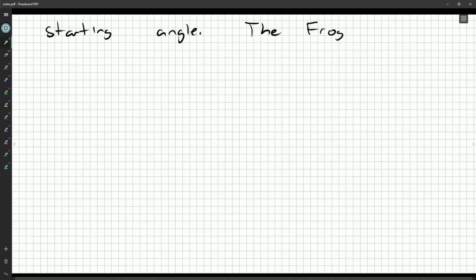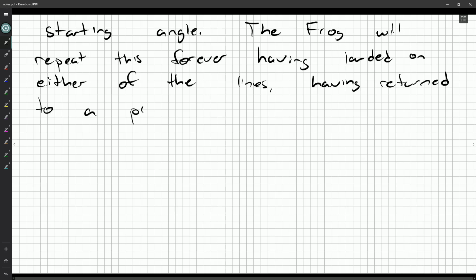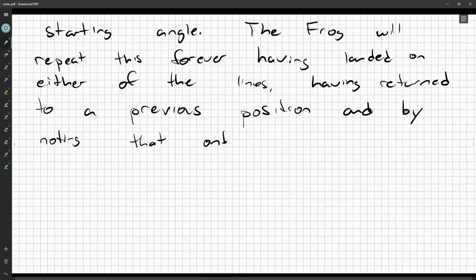And we could probably just get away with saying the frog will repeat this pattern forever, having never landed on either of the lines, having returned to his position, and I suppose by noting that only the frog's current position determines where his next position will go.